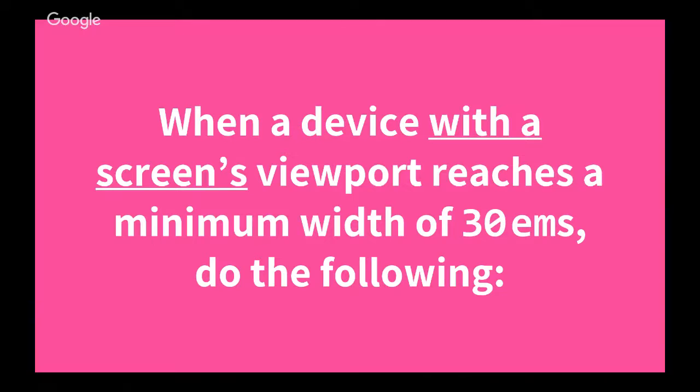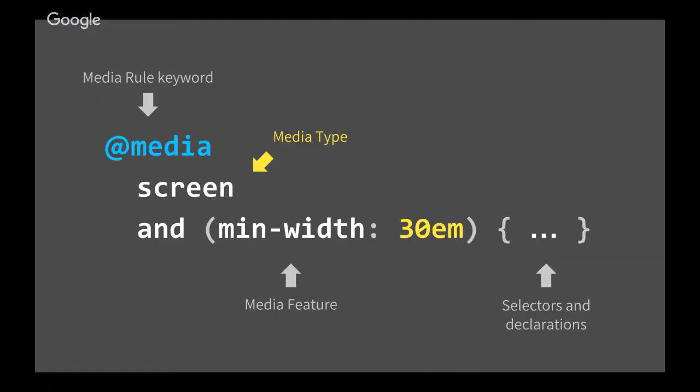When a device with a screen's viewport reaches a minimum width of 30 ems, do the following. So how do we get there? With a media type of screen and a minimum width of 30 ems, apply these selectors and declarations. The media type is a subtle but important distinction. It targets screens. So what other media types are there?